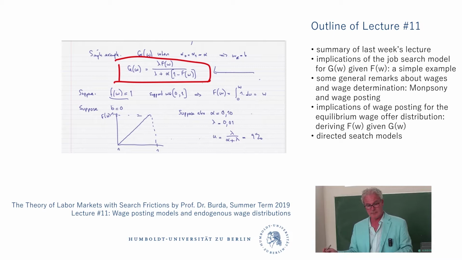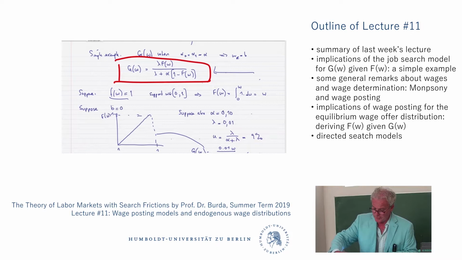Okay, and then we can actually derive G. G of w is equal to what? It's going to be 0.01 times the w that we have, divided by 0.01 plus 0.10 times 1 minus w. Okay, so what does that object look like? It's going to look like a bowed out version of F. So that's the G that results from this really simple looking, primitive looking F. This is F, and that's what G looks like. Okay, so you can see it stochastically dominates, like we said before.